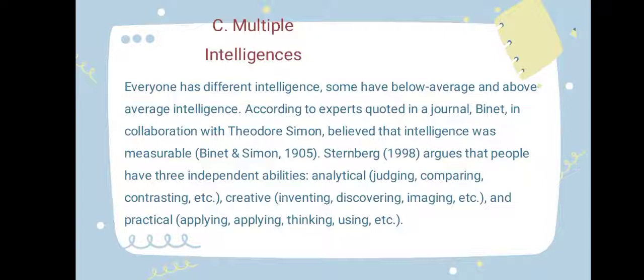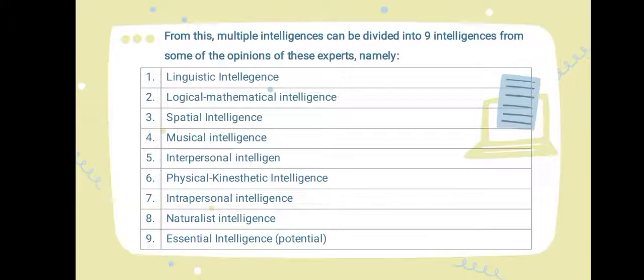Sternberg's 1998 argues that people have three independent abilities: analytical, or judging, comparing, contrasting, etc.; creative, about innovating, discovering, imagining, etc.; and practical, playing, thinking, and using. And from this, multiple intelligence can be divided into 9 intelligences from some of the opinions of these experts.